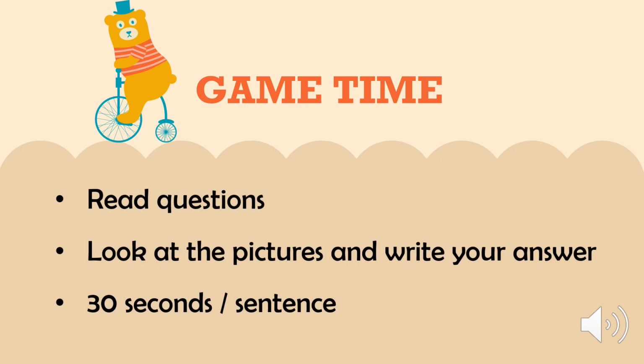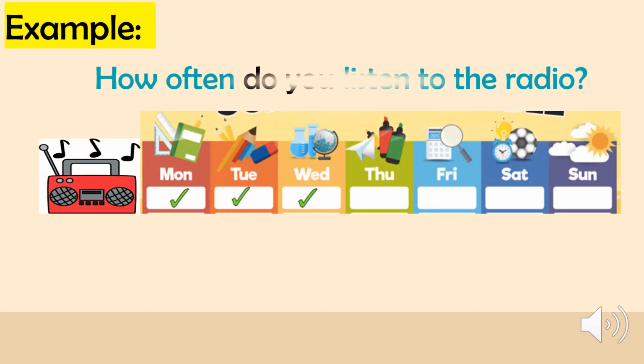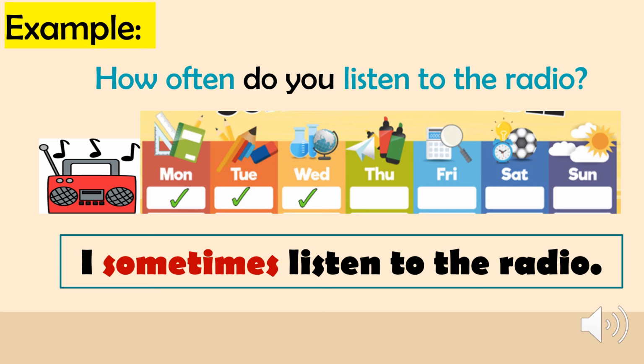Alright, it's game time. Do you want to play a game? Okay, so how to play the game? First, read the questions. Look at the pictures and write your answer into your notebook. And you will have 30 seconds for 1 sentence. Okay, let's look at my example here. I will have the question, how often do you listen to the radio? 3 times. Yeah, so the answer should be, I sometimes listen to the radio.